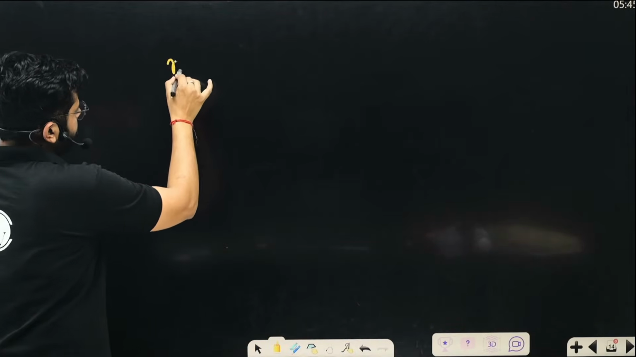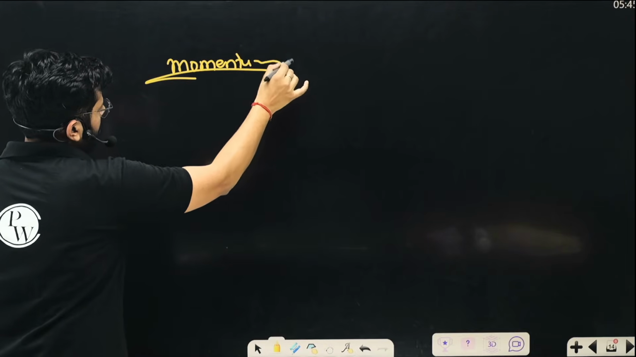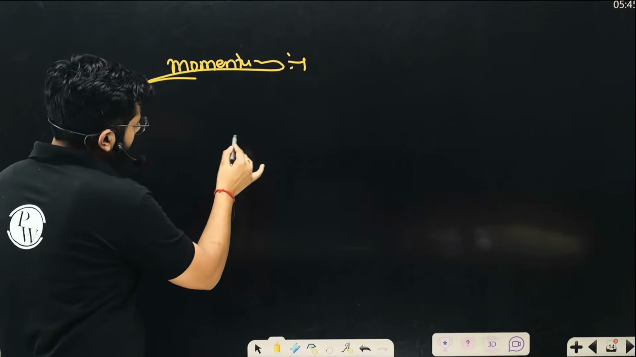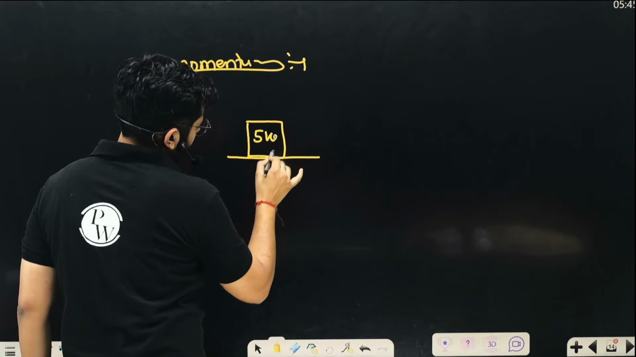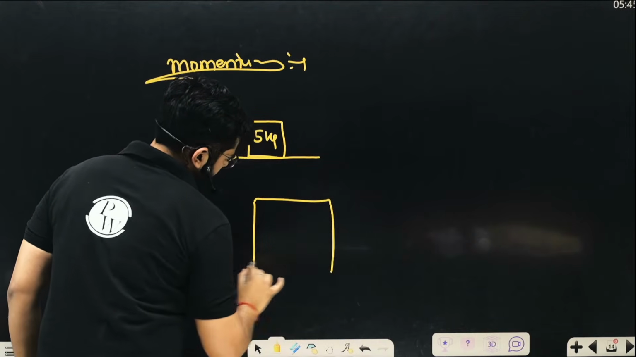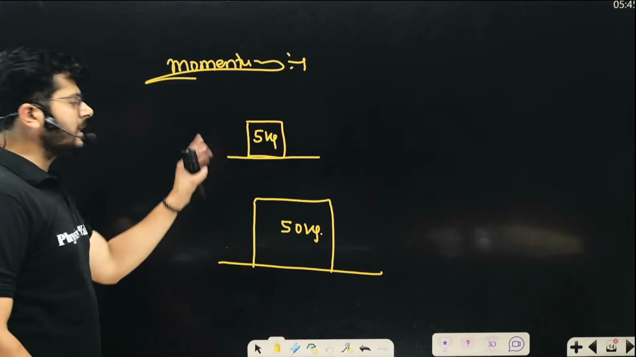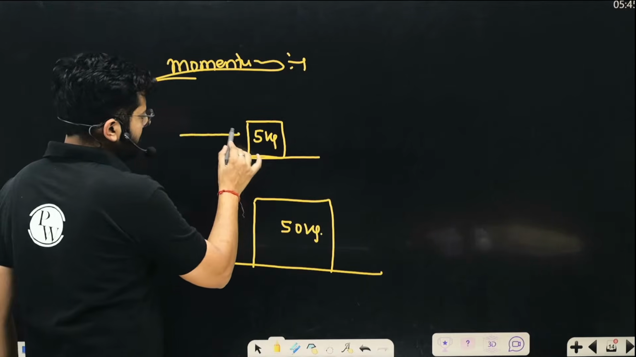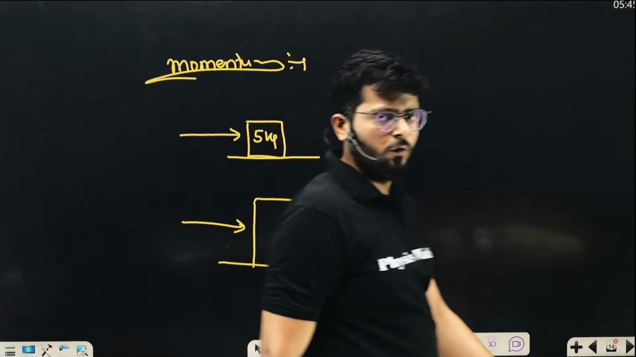So what is momentum? Okay. Momentum. You see that? Look at that. Here we have a block of mass 5 kg. And here we have a block of mass 50 kg. Right? Now some force is applied on both of them.